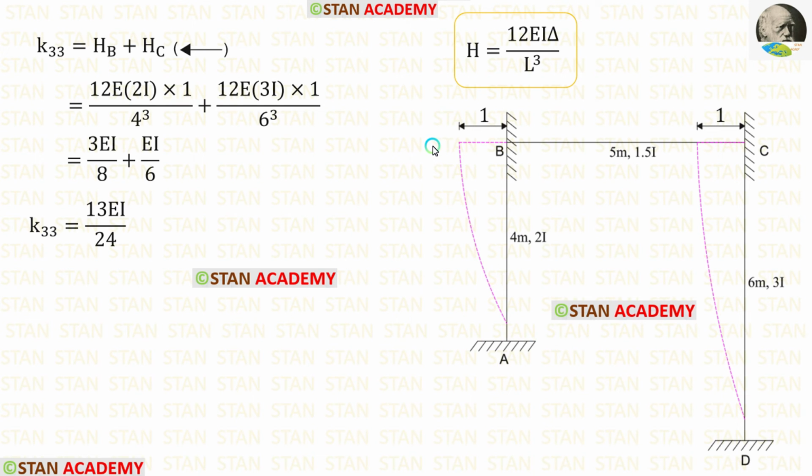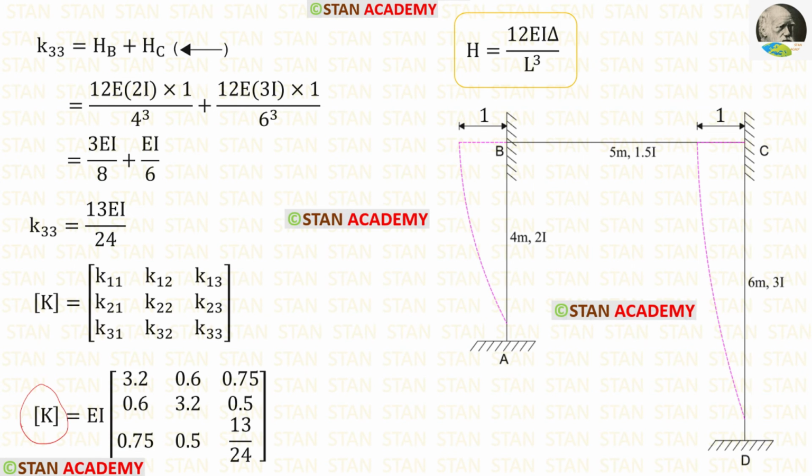We have kept our third coordinate sway towards the left side. These two reactions also will be acting towards the left side. So K33 will be in the coordinate direction. In this case, this value will be positive.